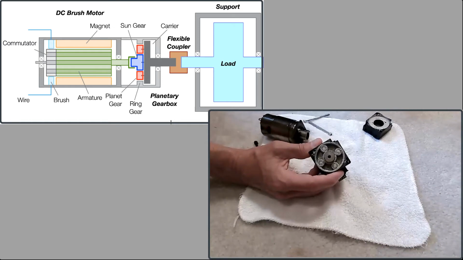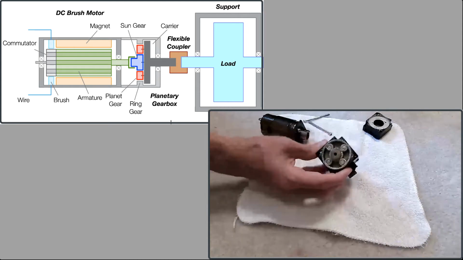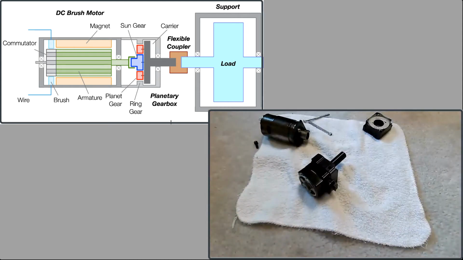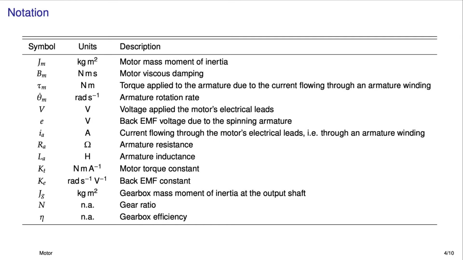So we've taken a look at an armature. It's got some mass, saw some kind of cool magnets, and now we've taken a look at a planetary gearhead. It's a beautiful thing. Okay, so back to the boring slides.